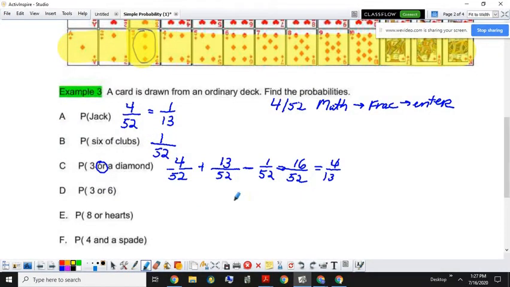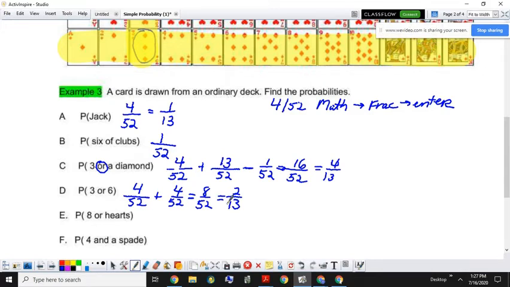Right? So my next one. 3 or 6. There are 4 3s and there are 4 6s. So I just add those up. And we get 8 out of 52, which simplifies, 4 goes into both, to 2 out of 13.